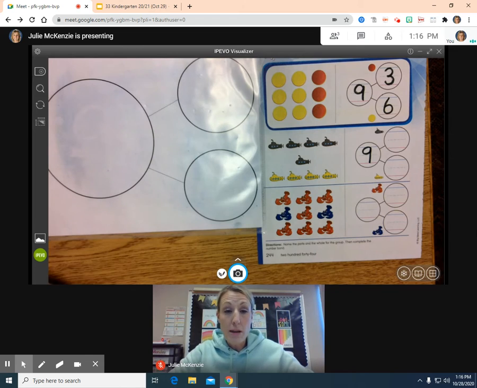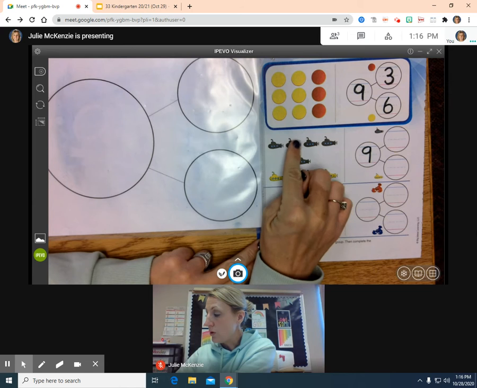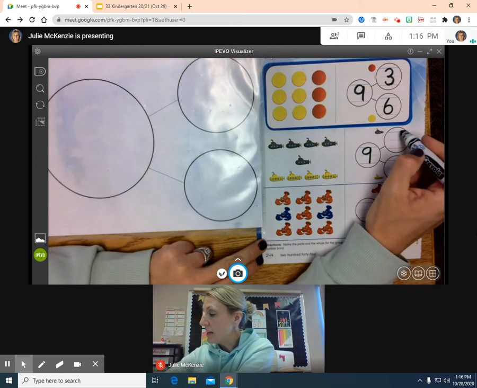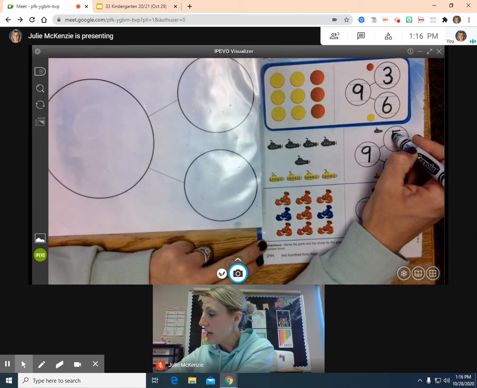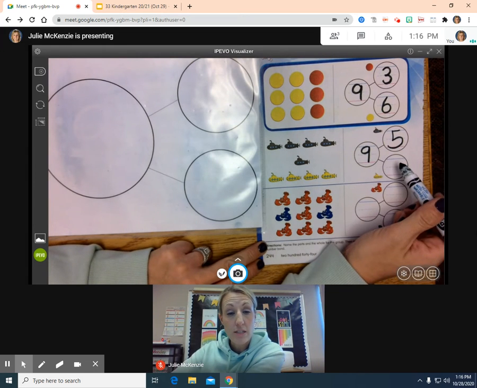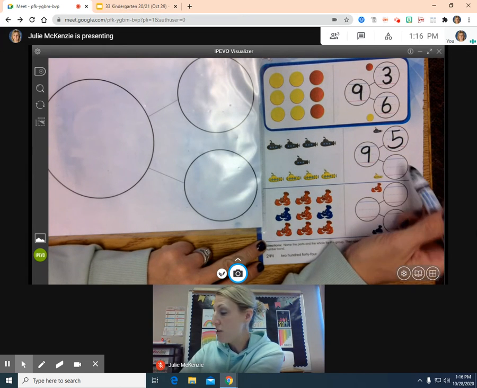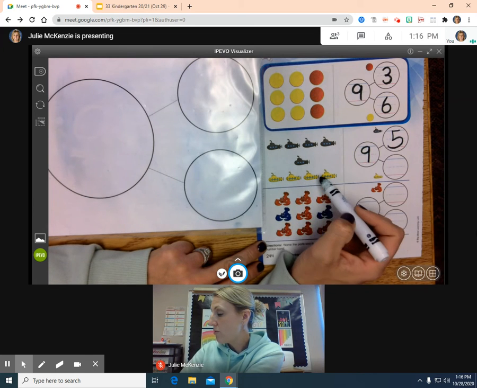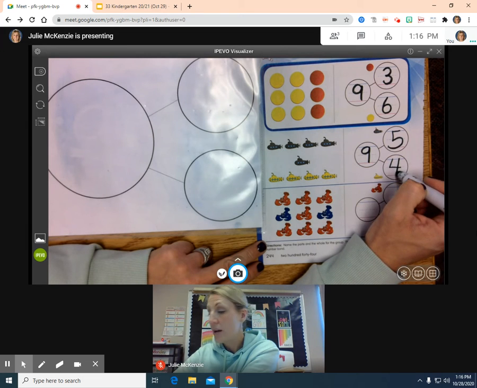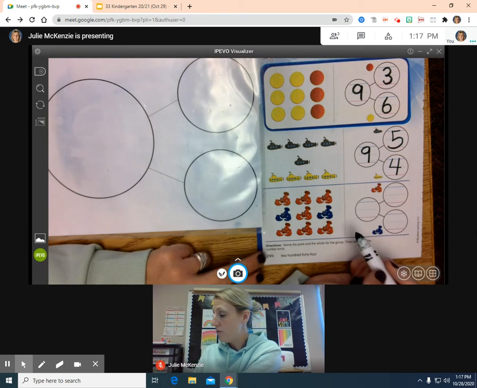So if our whole group number is 9, we need to find out what are the numbers for the parts. One part is the gray submarines. Let's count them. 1, 2, 3, 4, 5. So we're going to write that number. Straight line over and straight line down and a nice big curve halfway around. And then the other part is the number for the yellow submarines. Let's count those. 1, 2, 3, 4. Down and over and down once more. That is how you make a 4.